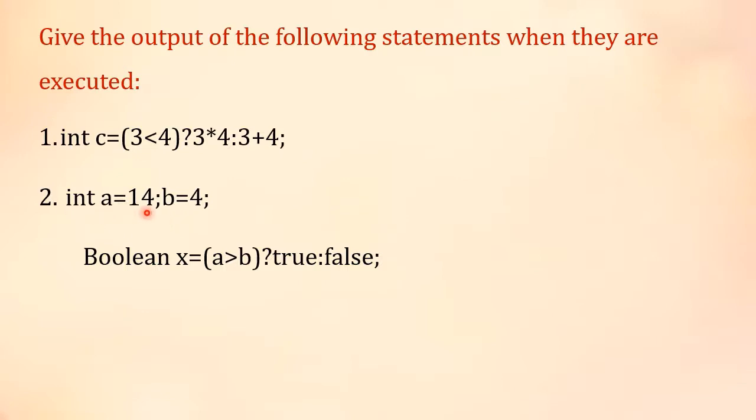Okay, here is another example. int A is equal to 14, B is equal to 4. boolean X is equal to A greater than B question mark true colon false. Here what is our test expression? A greater than B. Here A value is 14, B value is 4. Is 14 greater than 4? Yes, it is true. Then whatever the expression is after the question mark will be assigned to the variable X. So X will be assigned true. Anyway, X will not have any problem because X is declared as a variable of type boolean. So X will hold the value true here.